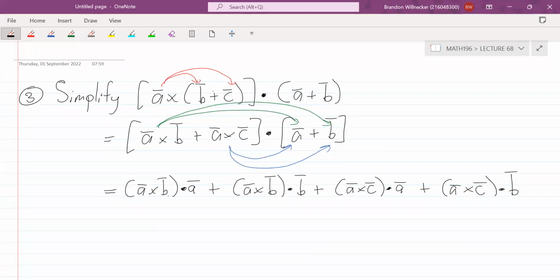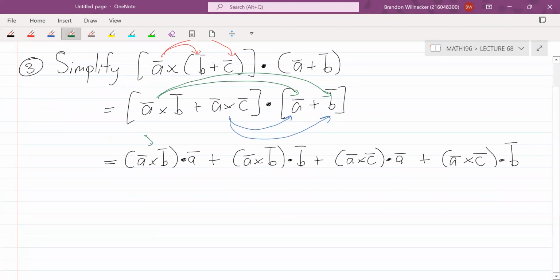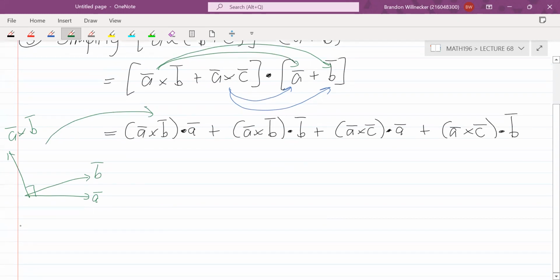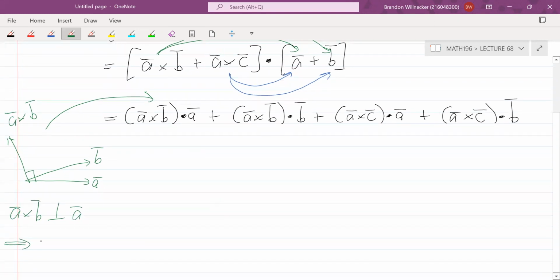Now, A cross B, that is a vector perpendicular to A and B. Okay, so I'm just going to do this for the first one here. If I've got A and I've got B, then A cross B is perpendicular. So if I take the dot product between this perpendicular vector and A, I'm going to get 0 because they are perpendicular to each other. So A cross B is perpendicular to A, which implies the dot product is 0.